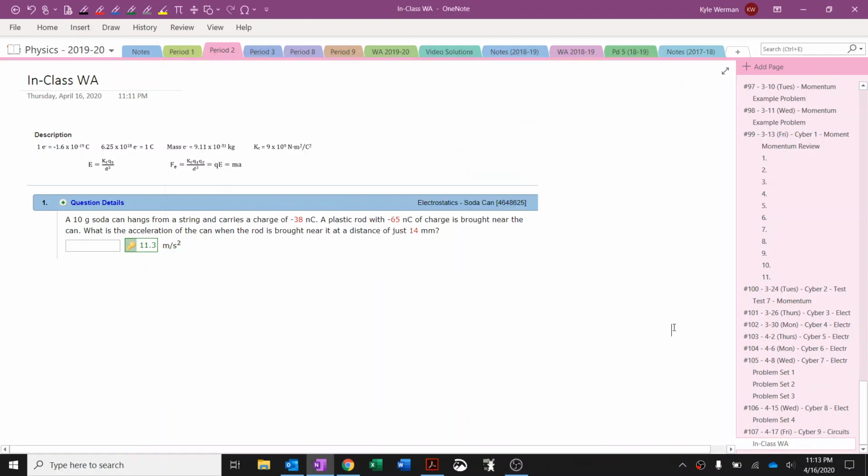Work through this assigned problem. We have a soda can hanging from a string, and we bring a plastic rod near it. So if this is our soda can hanging from a string, and we have the plastic rod brought near it.